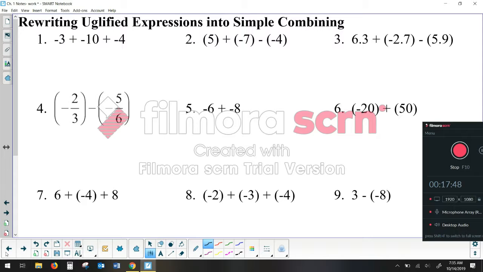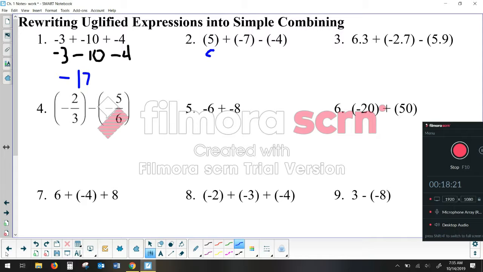So we have negative 3 and negative 7 and negative 4. Rewriting that, it would look more like negative 3 minus 10 minus 4. This looks like something we've seen. We know how to do this. We look, they're all on the same team. 3 plus 10 plus 4, negative 17.